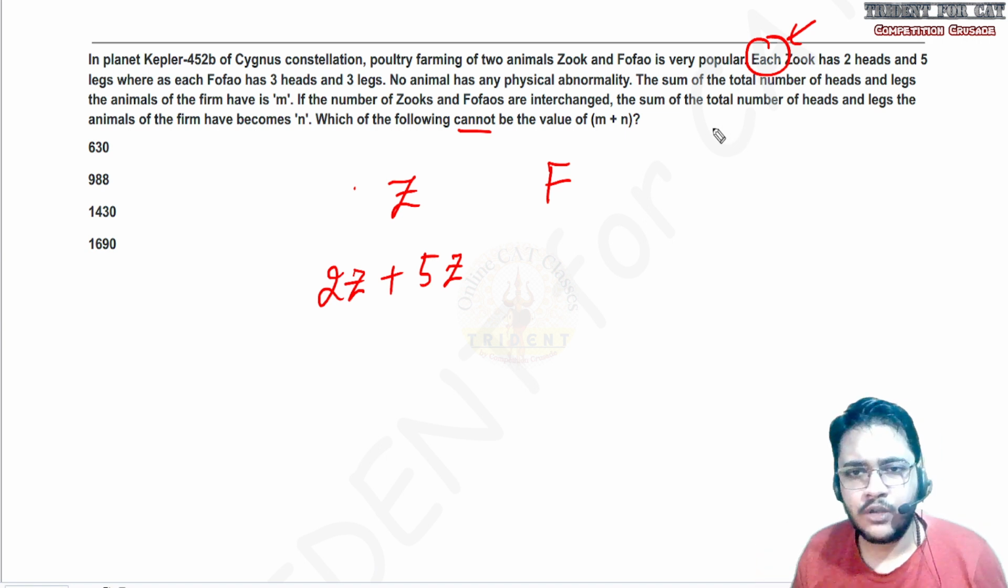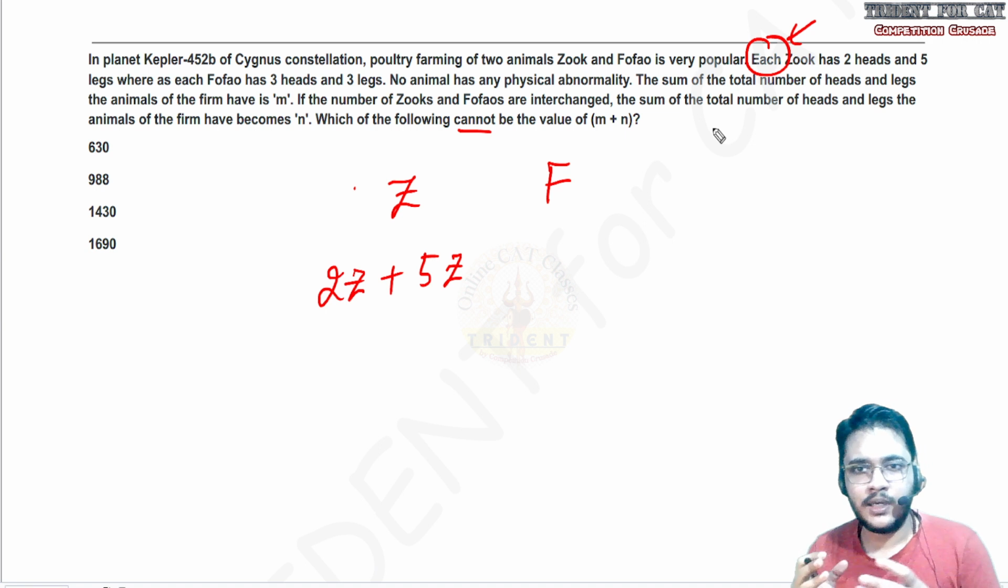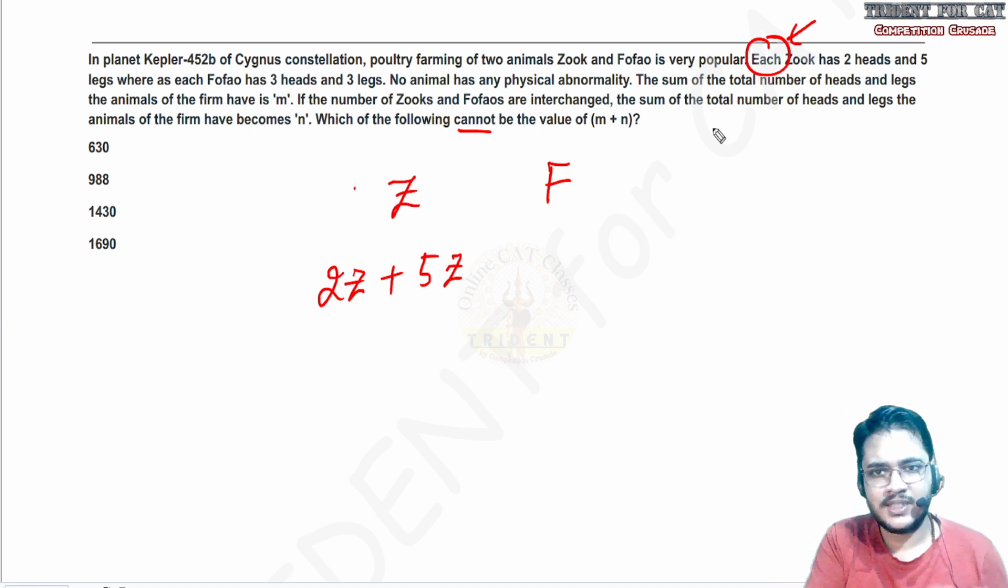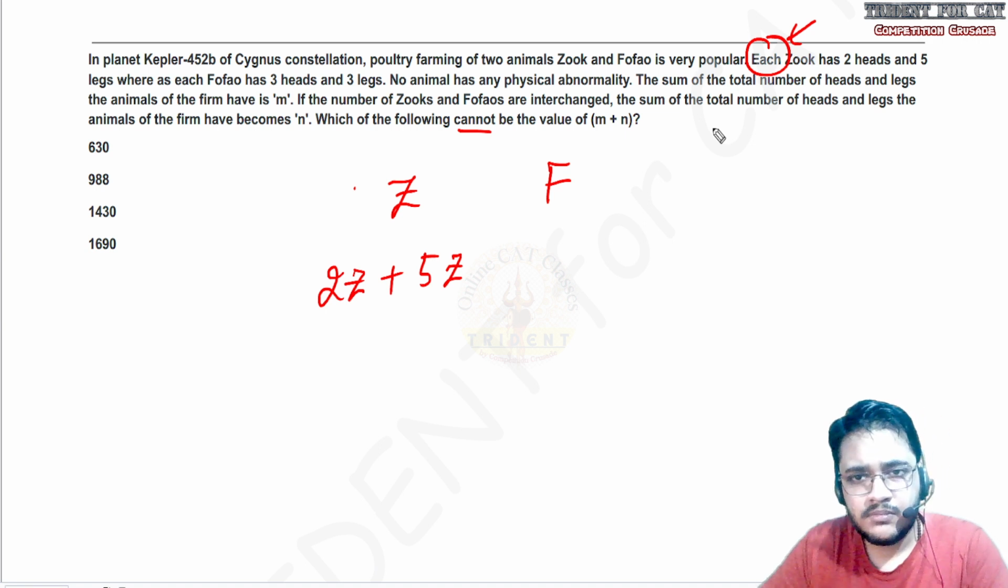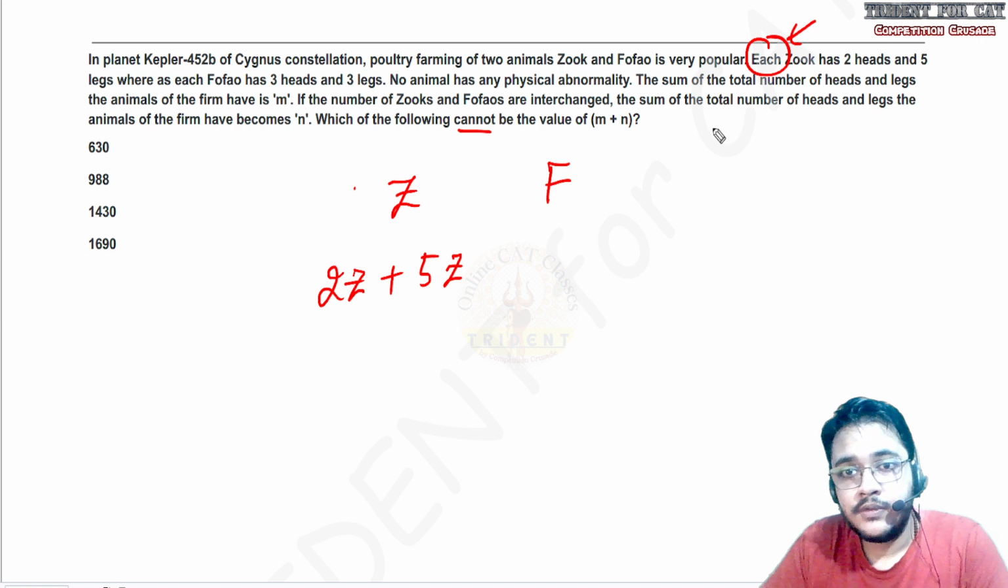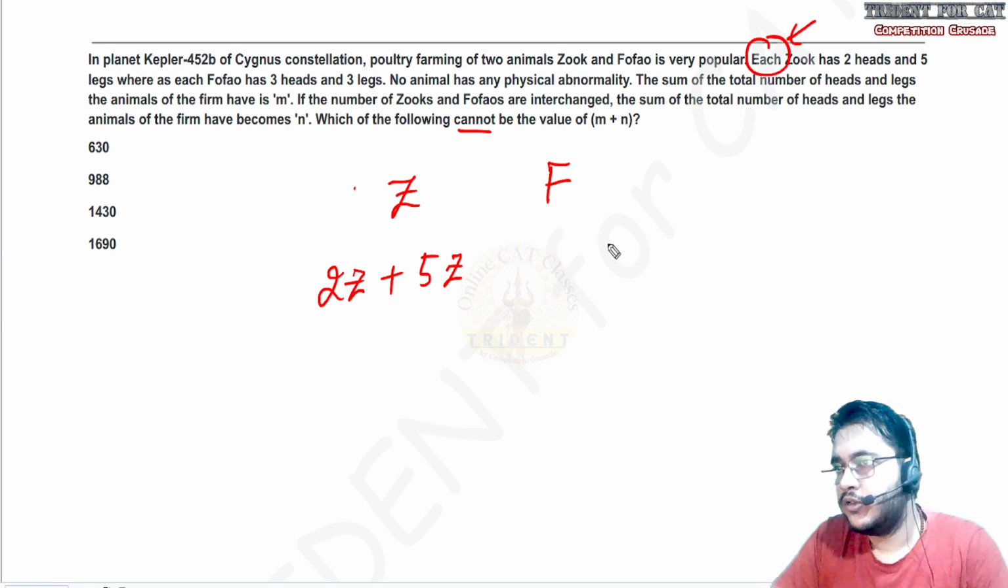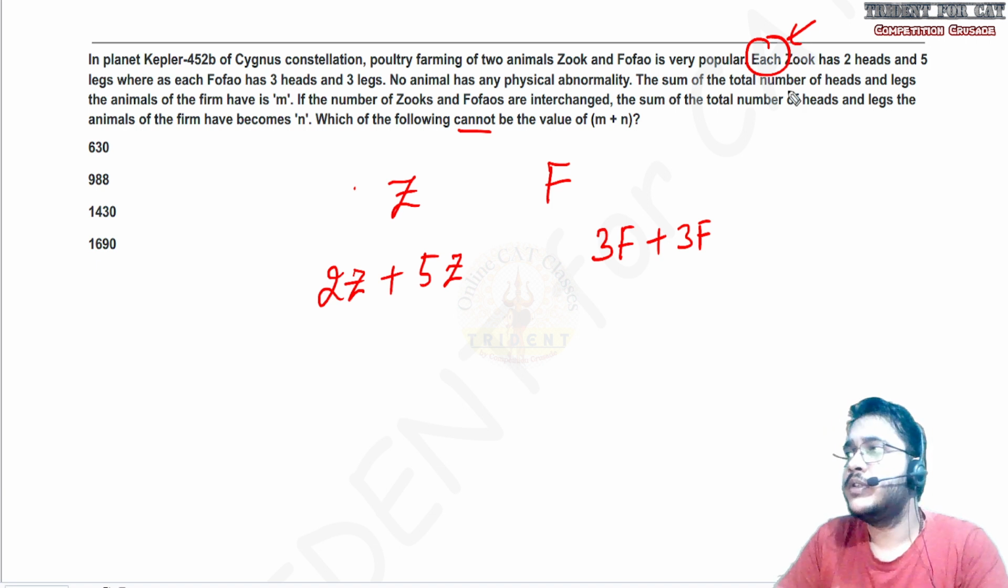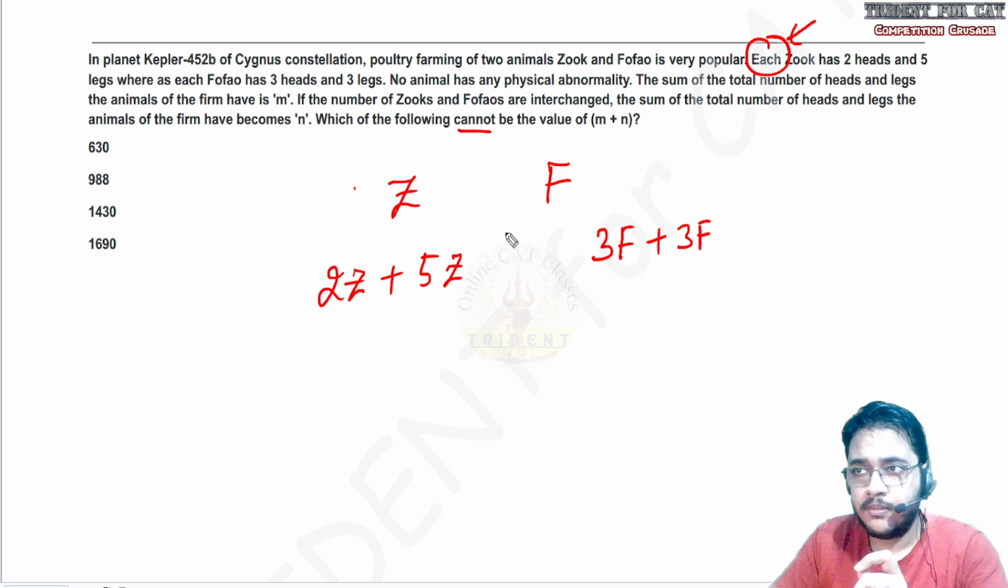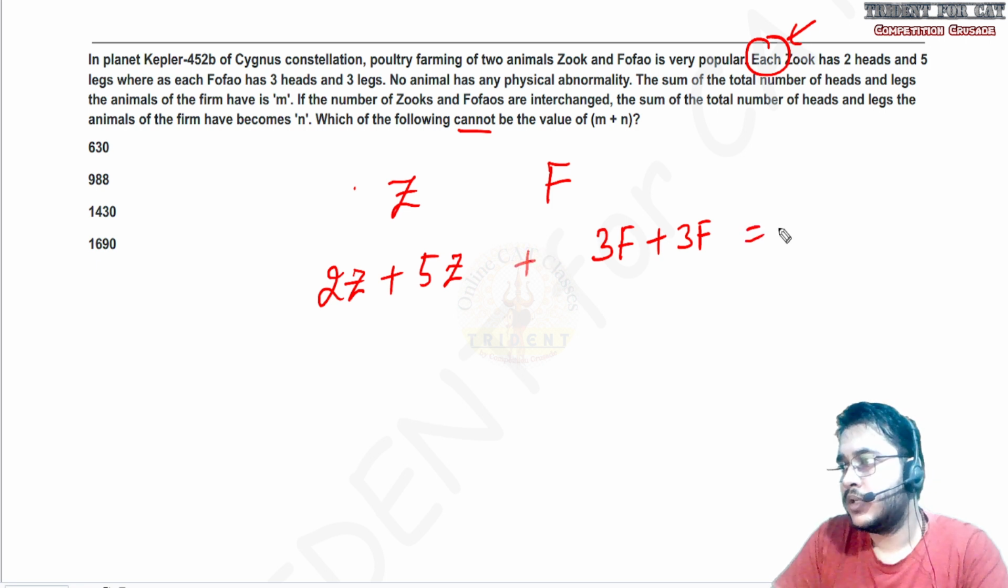What does that mean? It only means that the total number of limbs is 7x, or 7z in this case. Or you can also say the ratio of the limbs for this zook entity is 2:5. Similarly, for the fofo, it is 3 and 3, so it'll be 3f and 3f. Now, because they're saying no animal has any physical abnormality, the sum of the total number of heads and legs of the animals of the farm is m. All right. So the sum total is m.